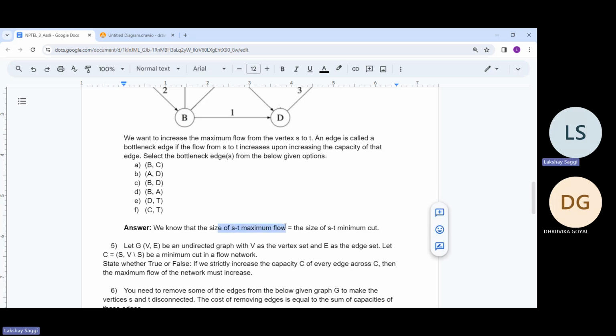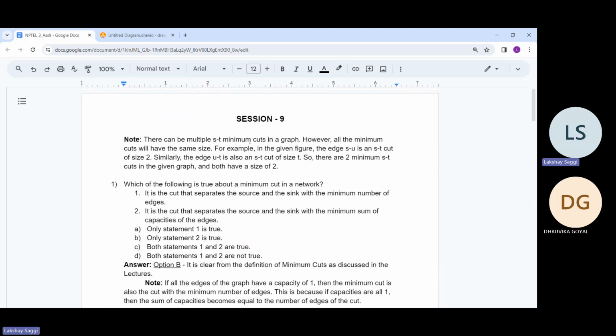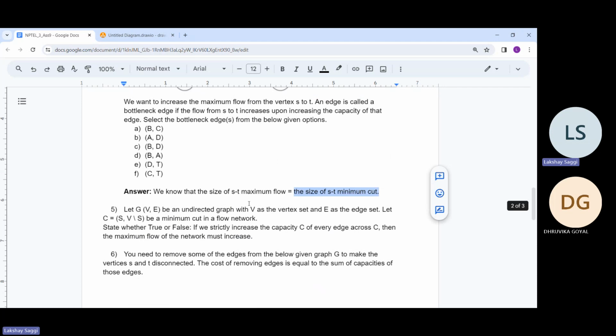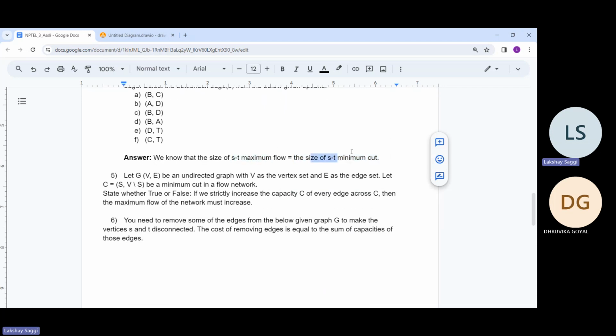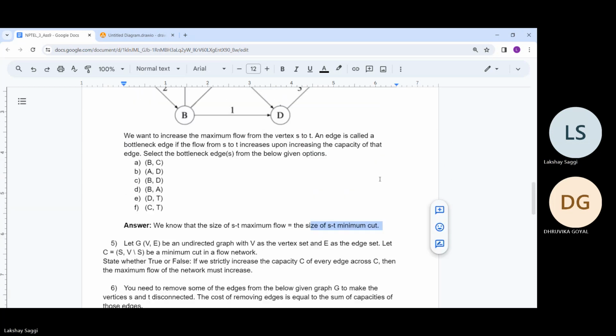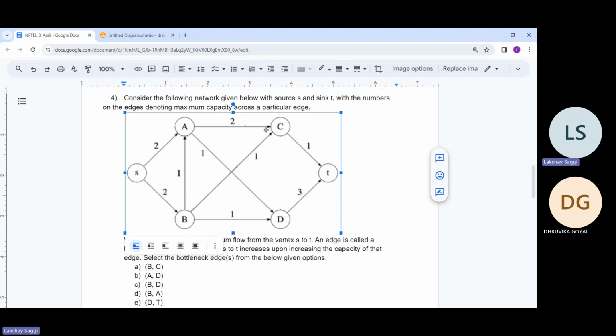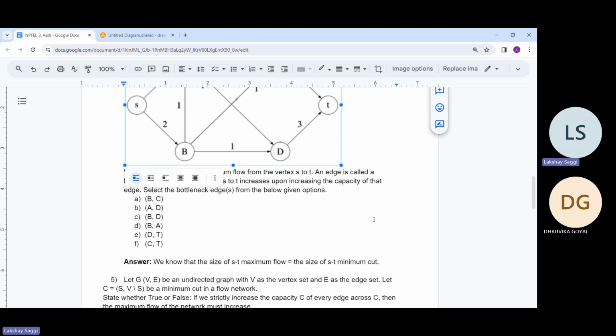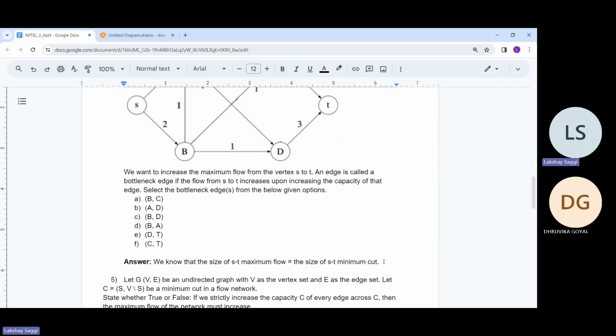To increase the size of ST maximum flow, what we can do is just increase the size of minimum cut. But note that there can be multiple minimum cuts. That's what I was discussing initially, right? There can be multiple minimum cuts in a graph, but all will have the same size. So to increase the maximum flow, we'll actually have to increase the size of all possible minimum cuts, not just one minimum cut. But luckily, we'll see in this problem that there is exactly one minimum cut. This will save us a lot of headache. That discussion of multiple minimum cuts is for another day.